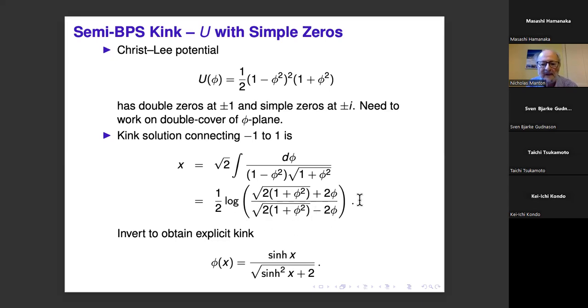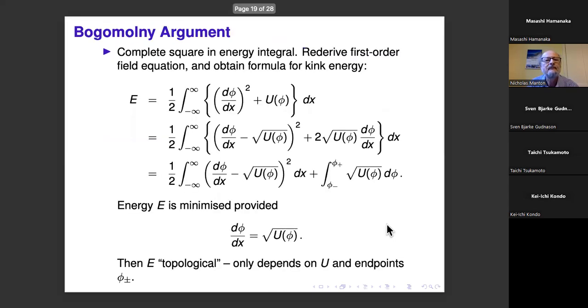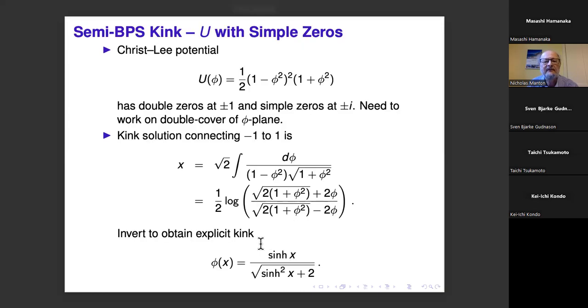And because it's relatively simple, one can invert this. And this is the explicit kink: phi of x is sinh of x over the square root of sinh squared of x plus 2. I mean, you have to do a bit of algebra to invert this function and work out phi as a function of x. Well, one can plot this. It looks a bit like the kinks I've shown you before. I haven't got a plot.